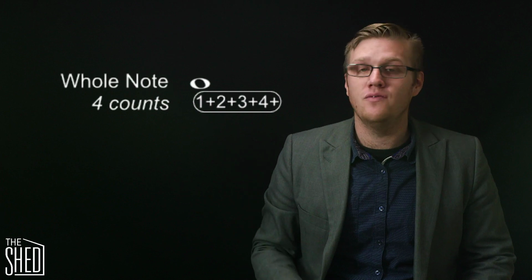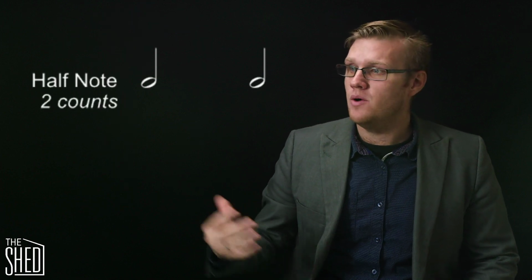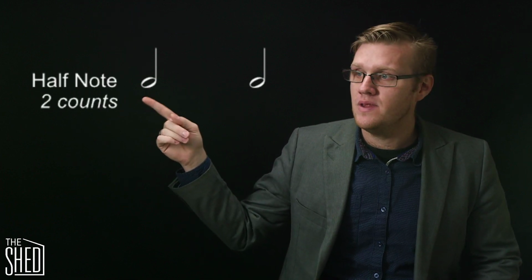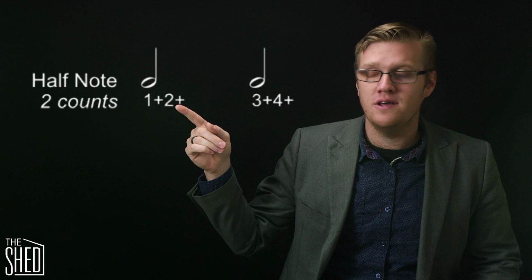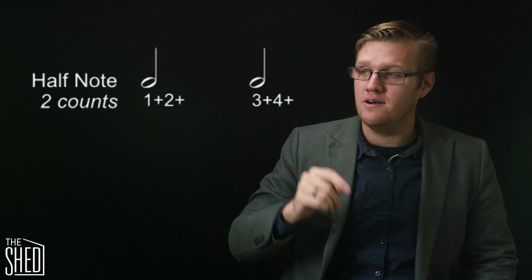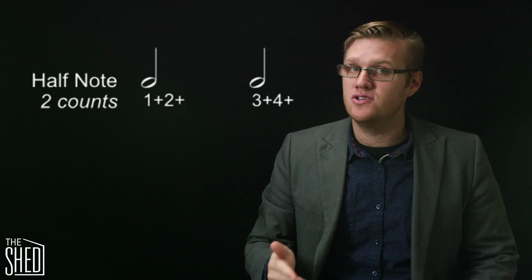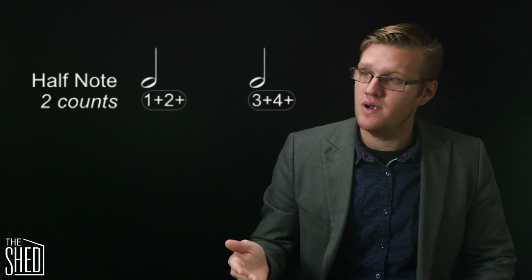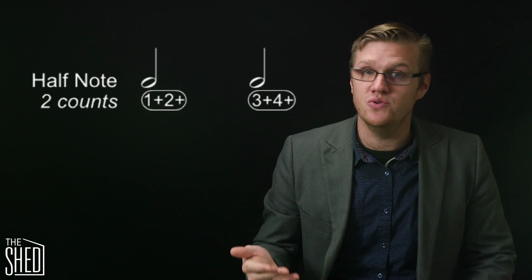It gets 4 counts. Now, if we divide that in 2, we get half notes. So here are 2 half notes that equal the same duration of the whole note. So a half note has 2 counts. We would write 1 and 2 and underneath the first one, and then 3 and 4 and underneath the second one. 2 notes, 2 separate attacks, 2 separate durations, 2 separate releases. So there are 2 circles.